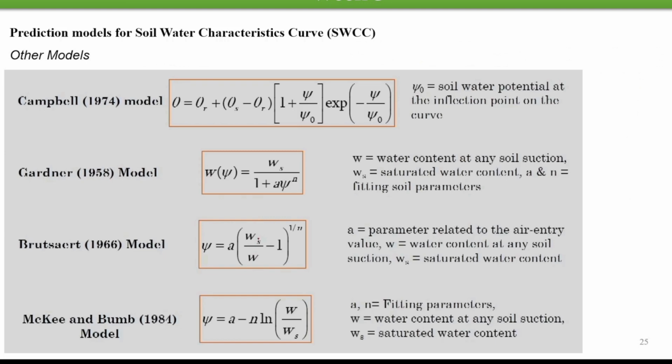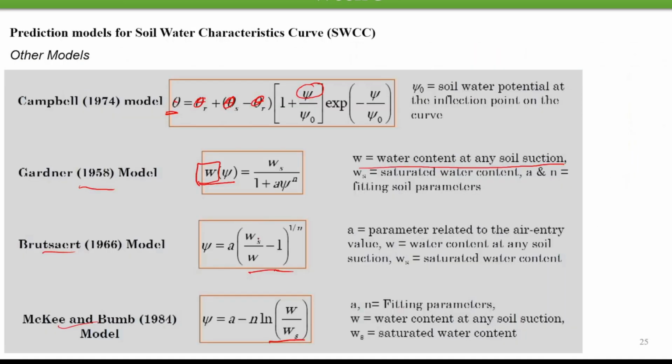And apart from the three famous models we have discussed, there are other models such as the Campbell model of 1974, the Gardner model of 1958, and the Brutsaert model and the McKee and Bumb model. Okay, these expressions, this is theta. These expressions also relate the volumetric moisture content with the suction value. Here also, this W is the water content at any soil suction. This is not the volumetric water content, this is the gravimetric water content, and here also these two are in gravimetric water content.